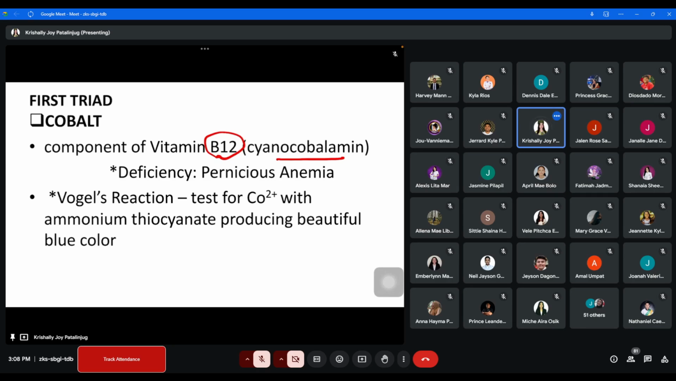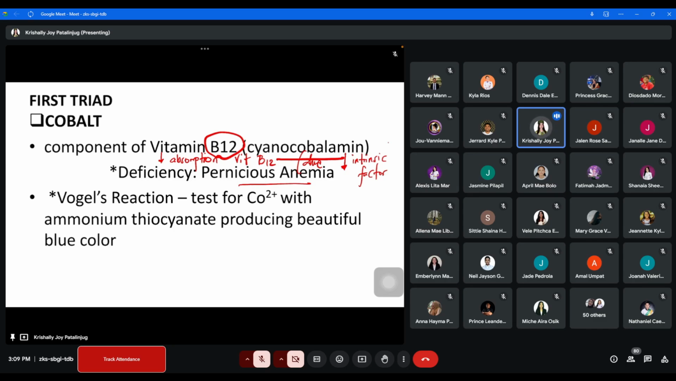Deficiency state of the vitamin B12, it's called pernicious anemia. Let me clarify it dito. Yung deficiency dito causing pernicious anemia. Ang nangyayari is, mababa ngayon yung absorption ng vitamin B12. Okay, may reason bakit mababa ngayon yung naa-absorb na vitamin B12 causing pernicious anemia, due to deficient or reduced intrinsic factor.